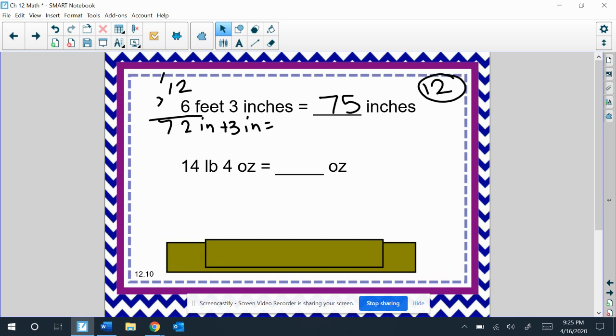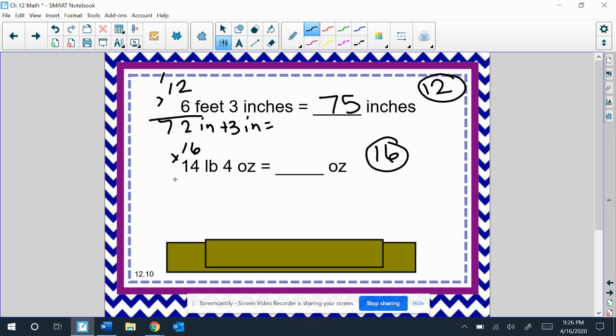All right, let's see how you did. You have pounds and ounces. If you are remembering right from previous lessons, pounds and ounces have the number 16. So I'm going to put 16 in the corner. Ounces is already there. I want it in ounces, so I'm good, but pounds is not. So I'm going to multiply 14 by 16.